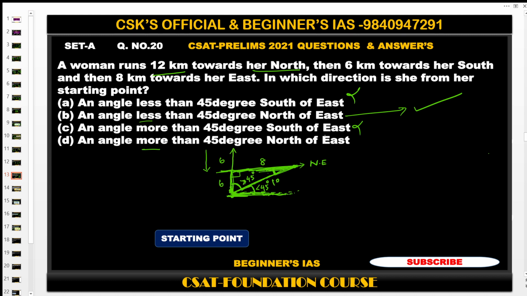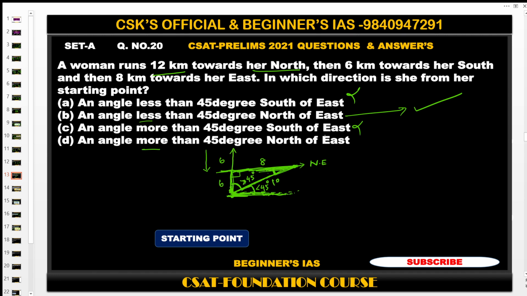Anybody else having a doubt here? Those who are having a doubt, please ask me. Somebody said something. Sir, why do we take the angle less than 45 degree?